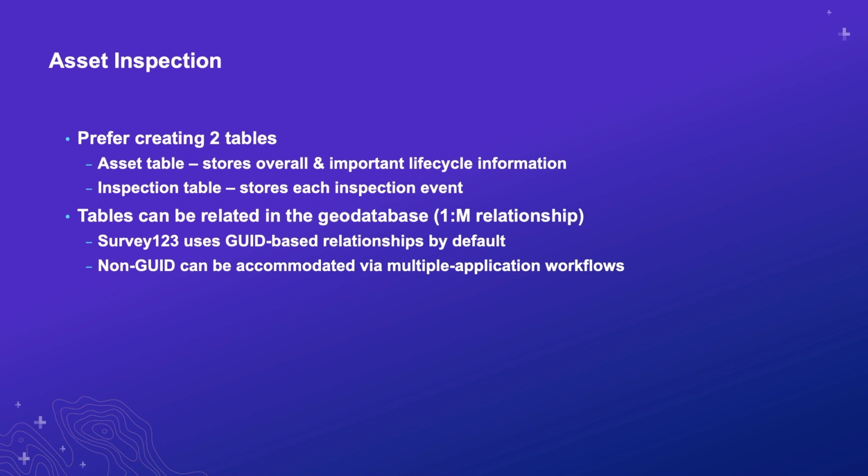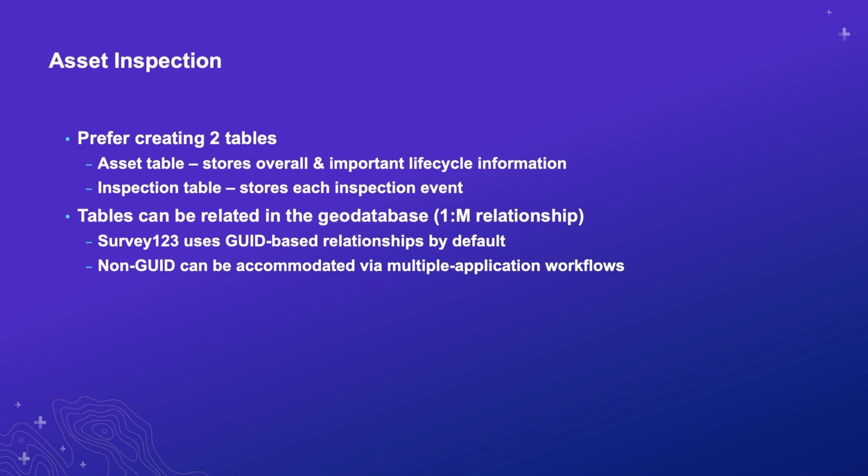Another solution is to have two tables, one for the asset inventory and another for the asset's inspection information. These tables can either be implicitly or explicitly related to each other. An implicit relationship simply has a field with a common ID in both tables. Explicit relationships will have a relationship class defined in the geodatabase or the feature service, enabling ArcGIS tools to automatically display the related information.